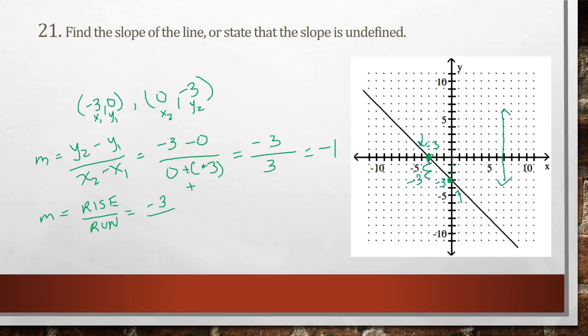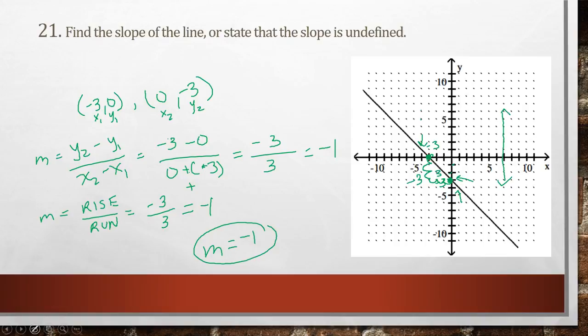And then we're going to go to the right. 1, 2, 3. That's positive 3. That would be our run to get to that second point that was right there. And again, you simplify it, and the solution, the slope, would be negative 1. So in the end, our slope, m, equals negative 1.